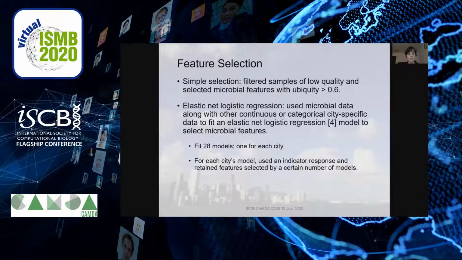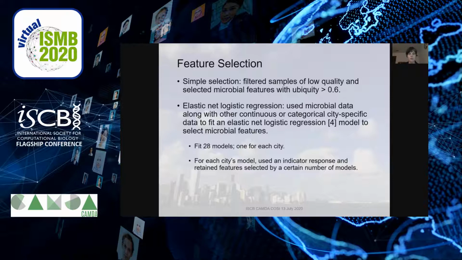So for the feature selection, we had two methods of feature selection. First, we had a simple selection where we filtered samples of low quality and we selected microbial features which had a ubiquity higher than 0.6. And then we used an elastic net logistic regression. So in addition to using the microbial data, we also used continuous or categorical city-specific data to fit an elastic net logistic regression model, and we use that to select microbial features.